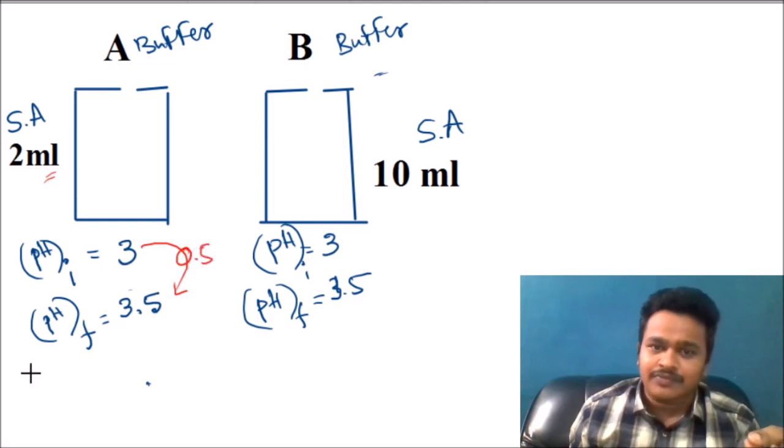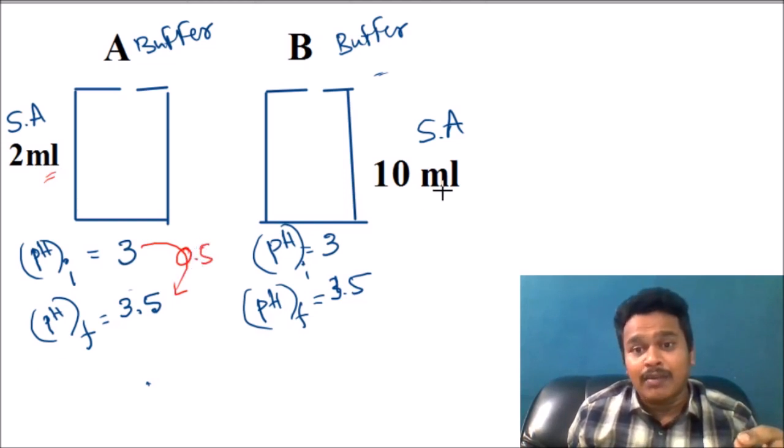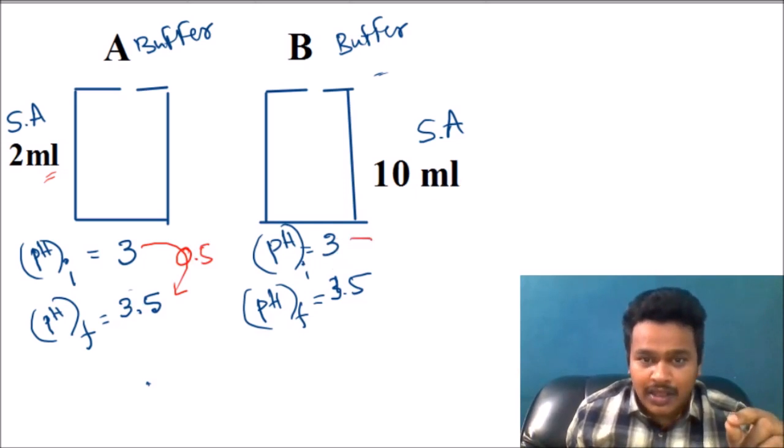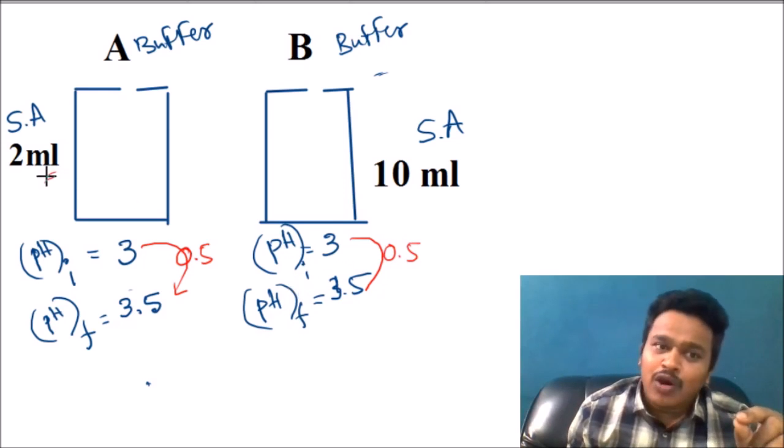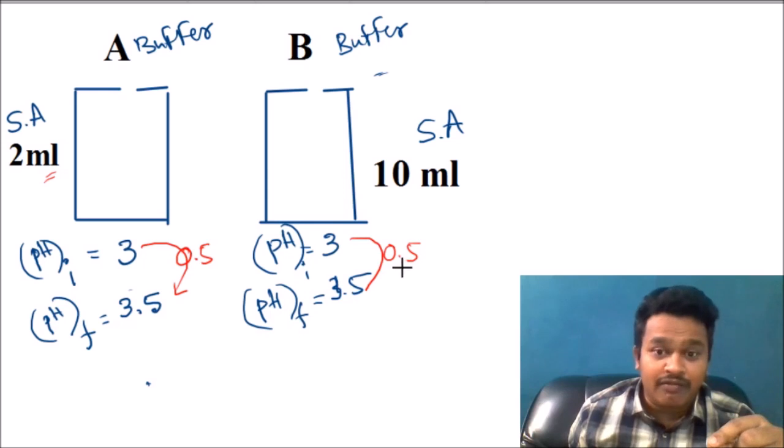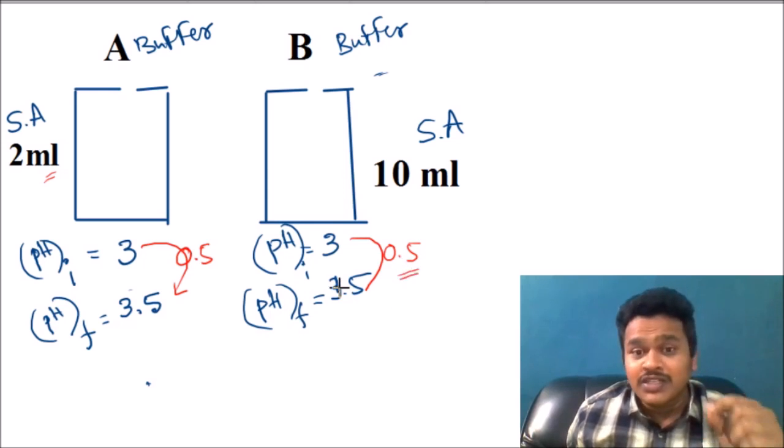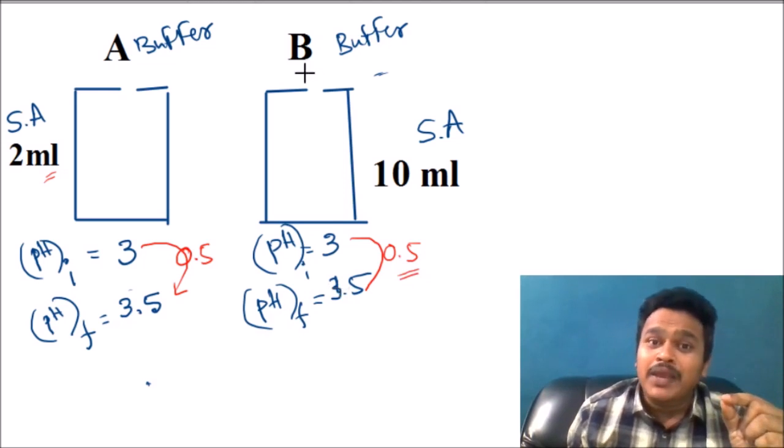The difference is 0.5. Here you are adding 10 ml of strong acid, and the difference is again 0.5. With a small amount of strong acid, 0.5 is a small change. With 10 ml of strong acid, the change in pH is still only 0.5. So which is the good buffer now? I am saying B is a good buffer.